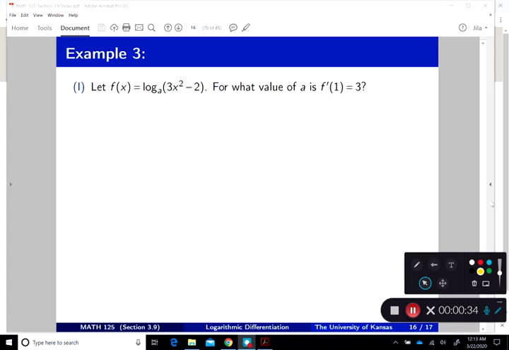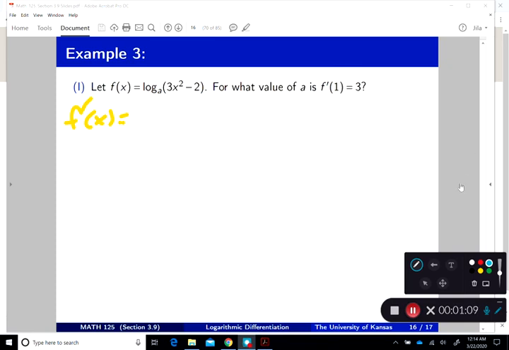And so this question is asking for f of x equal to log base A of 3x squared minus 2, find the value of A, where f prime of 1 is equal to 3. Now, how do I do this? First, I have to take the derivative. I have to find the f prime of x. And then I plug in 1 and then set it equal to 3.